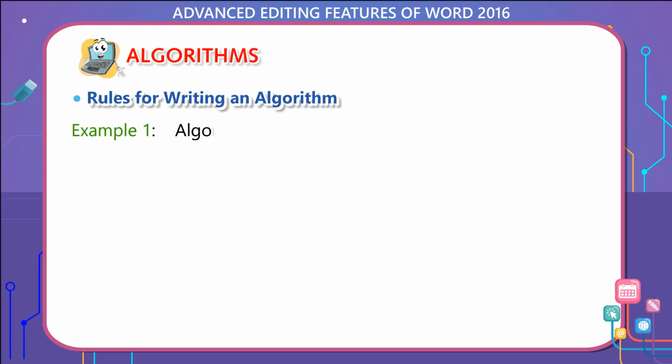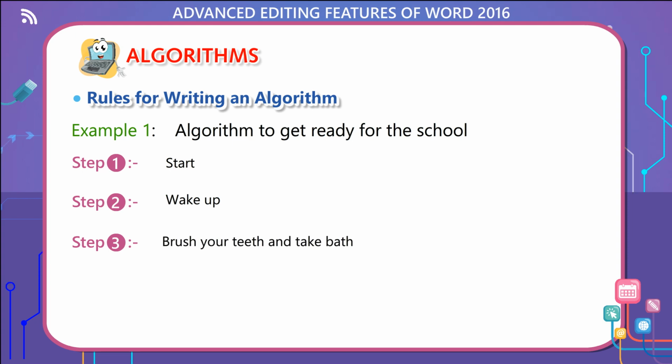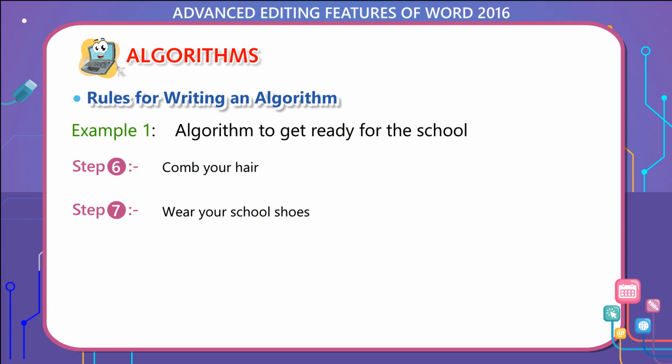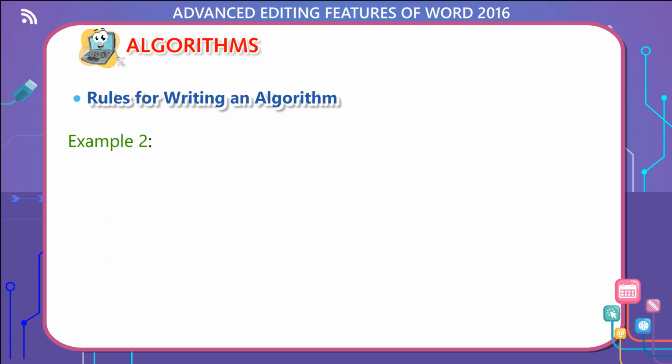Example 1. Algorithm to get ready for the school. Step 1. Start. Step 2. Wake up. Step 3. Brush your teeth and take bath. Step 4. Wear uniform. Step 5. Have your breakfast. Step 6. Comb your hair. Step 7. Wear your school shoes. Step 8. Say bye to everyone and leave for the school. Step 9. Stop.